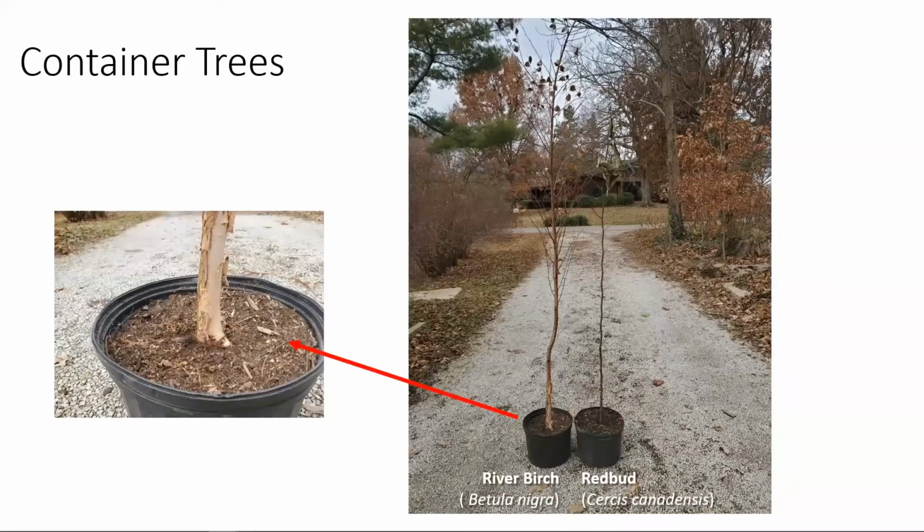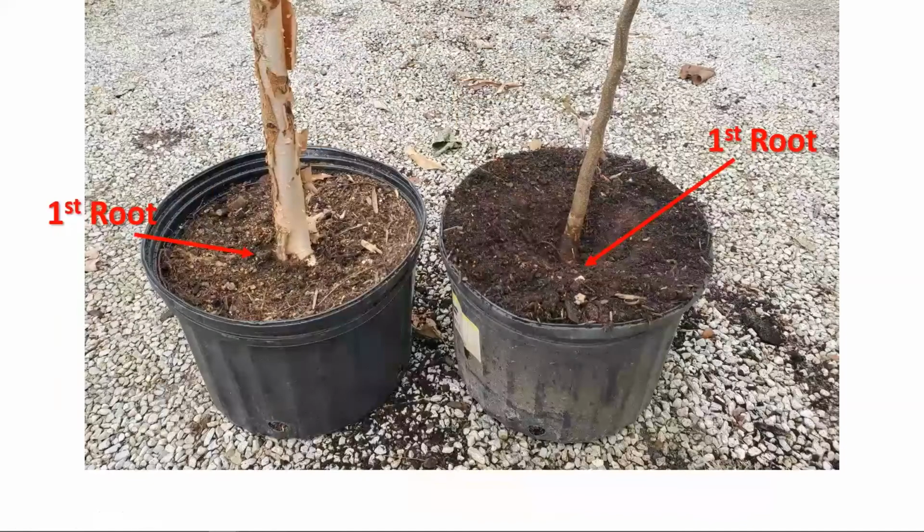So let's look at a few examples of container trees that just this fall I planted around my property. We have a river birch and a redbud. And as you can see on the river birch, I can see this first structural root right here, and it's kind of hard to see, but that's the other first root, and there's a third one back here. So that root flare is right at the top of the material in the pot. So that's pretty good.